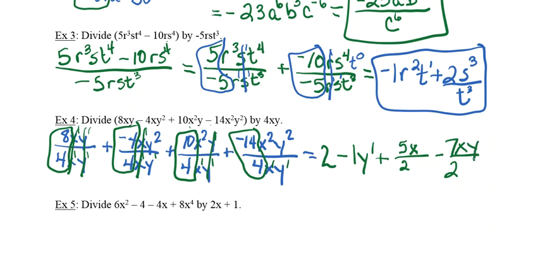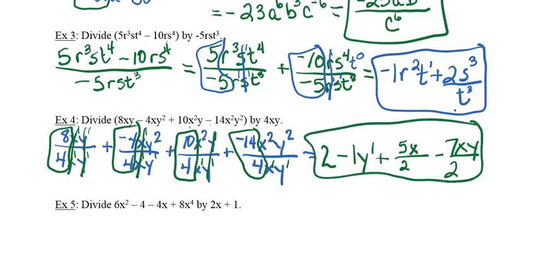So both the third term and the fourth term ended up being a fraction because they didn't go in evenly. Now if you really have kind of a love-hate relationship with fractions, you could change the 5 halves to 2.5 and the 7 halves to 3.5. It would still be considered the same thing.